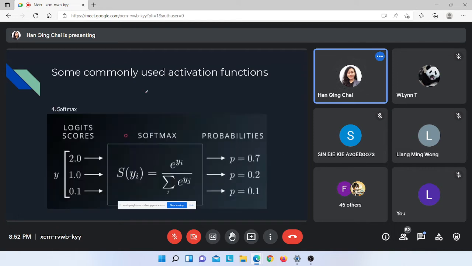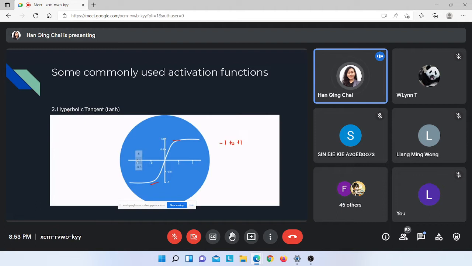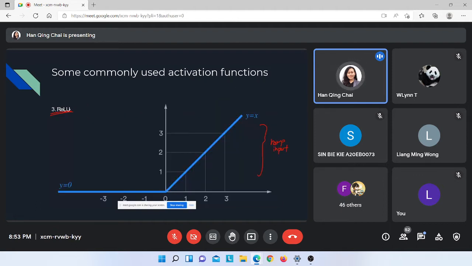Okay. Another activation function is softmax. If you see it, it feels kind of complicated, right?